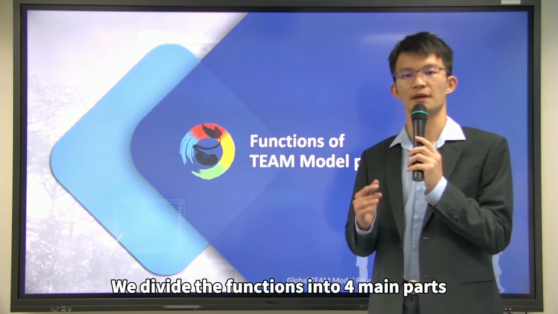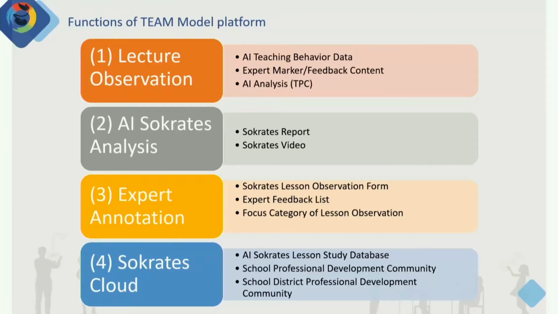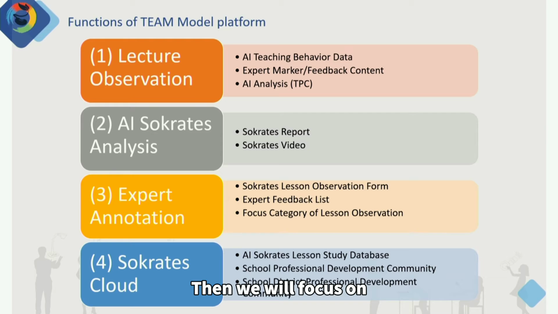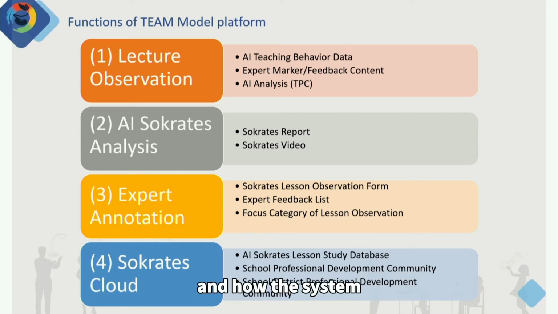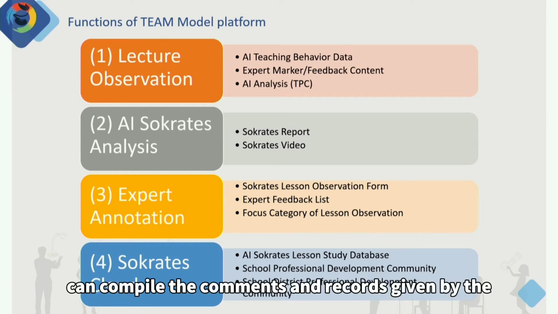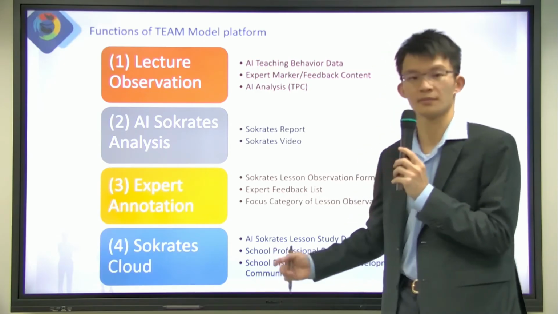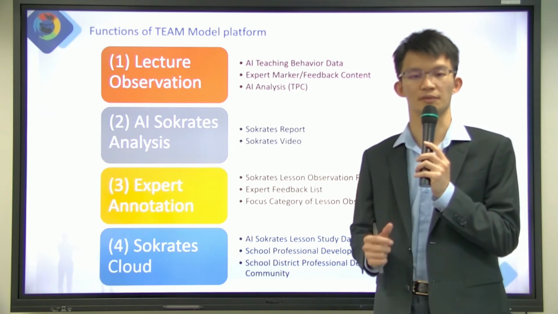We'll divide the functions into four main parts. The first one is the part of the smarter lesson observation mentioned just now. Then, we will focus on what the system can do through AI analysis and data, and how the system can compile the comments and records given by the experts and lesson observers. Finally, how will a complete lesson be saved and used in the cloud?